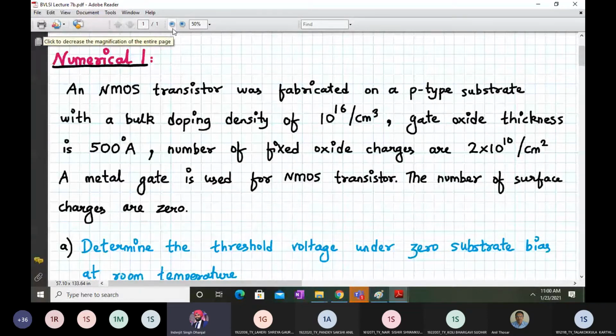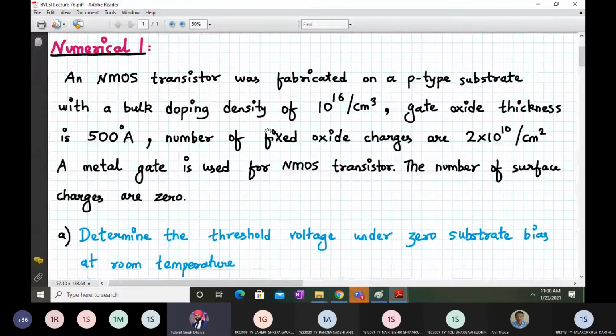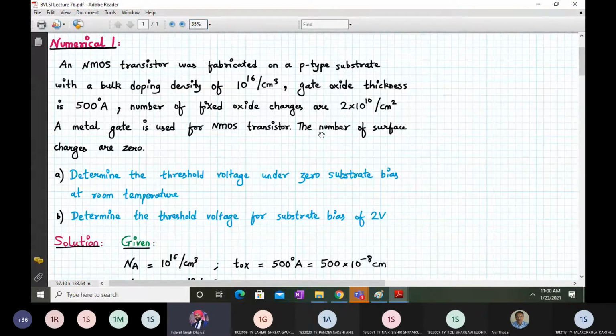Okay. So numerical number 1. Let us concentrate on this. What is the data given to us first? Use your calculators now. It's time to start writing in your books. So an NMOS transistor was fabricated on a p-type substrate with a bulk doping density of 10 raised to 16 per centimeter cube. Gate oxide thickness is 500 angstroms. Number of fixed oxide charges are 2 into 10 raised to 10 per centimeter square. A metal gate is used for the NMOS transistor and the number of surface charges are 0.